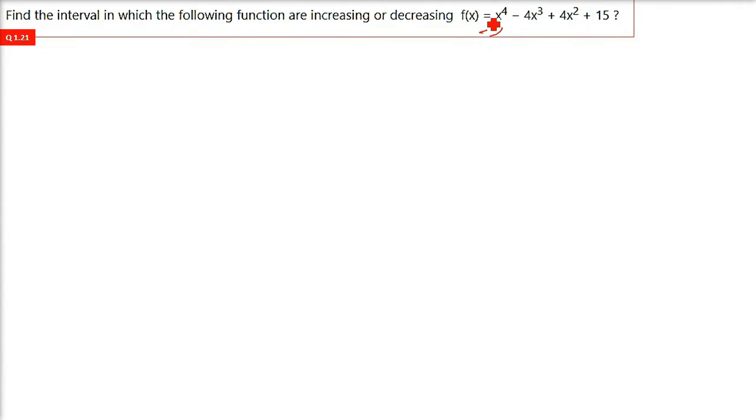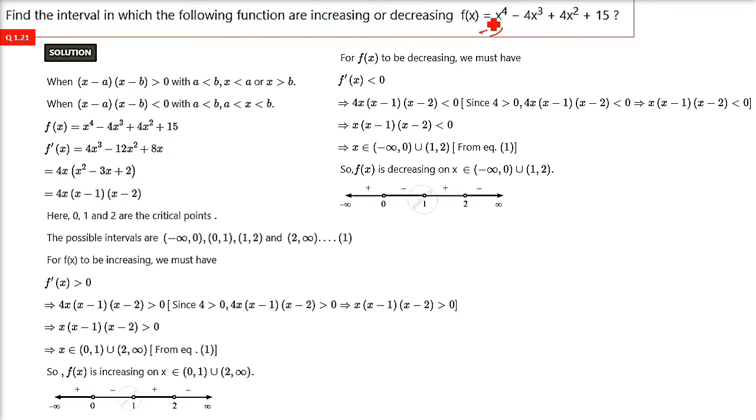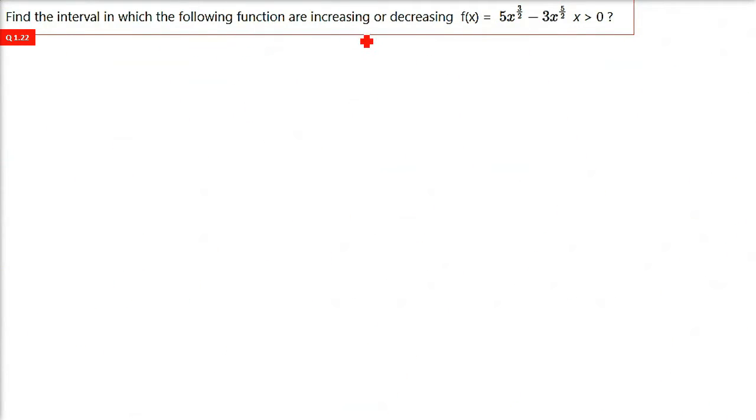So again, x to the power 4. You are well versed now and you know how the logic works here. Find the interval in which the following functions are increasing or decreasing. So f(x) is equal to 5x raised to 3 by 2 minus 3x raised to 5 by 2, x is greater than 0.